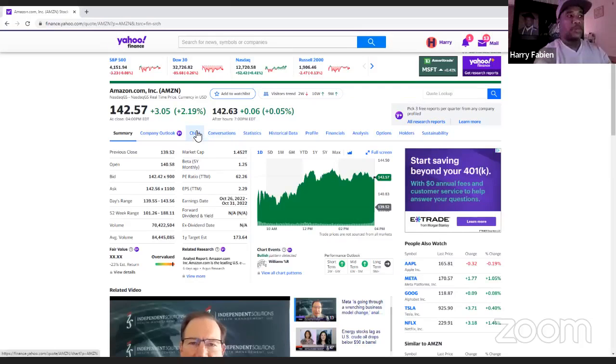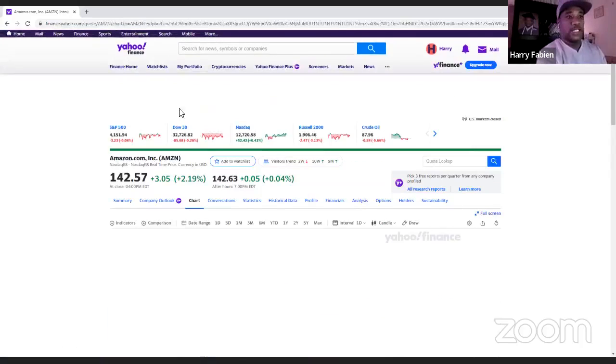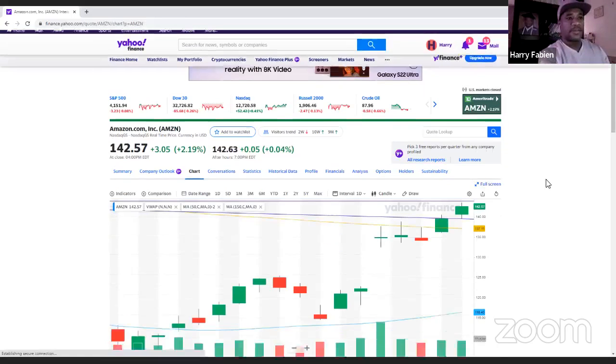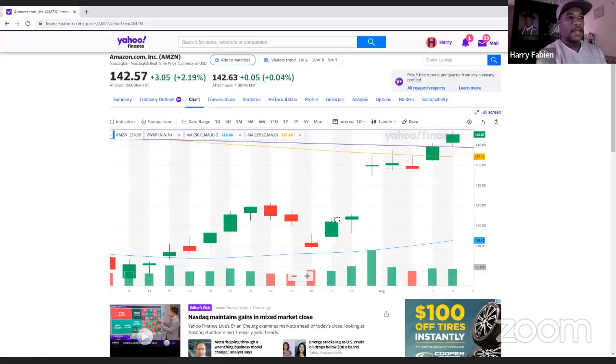Now the chart, you click on chart because you cannot trade with your hand. You have to see the chart. This is the chart now. Look at that. See the chart.